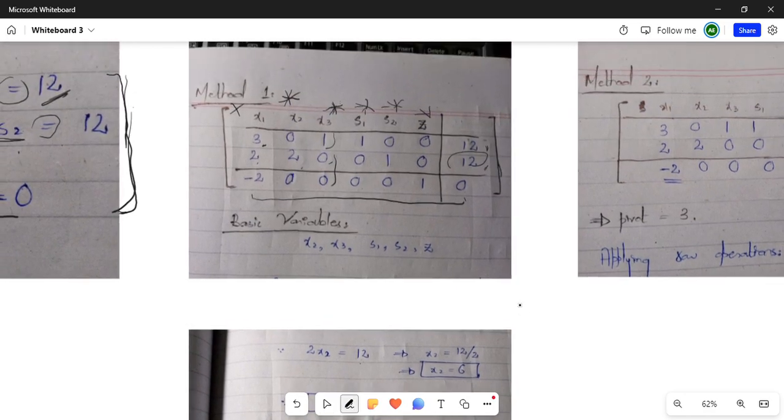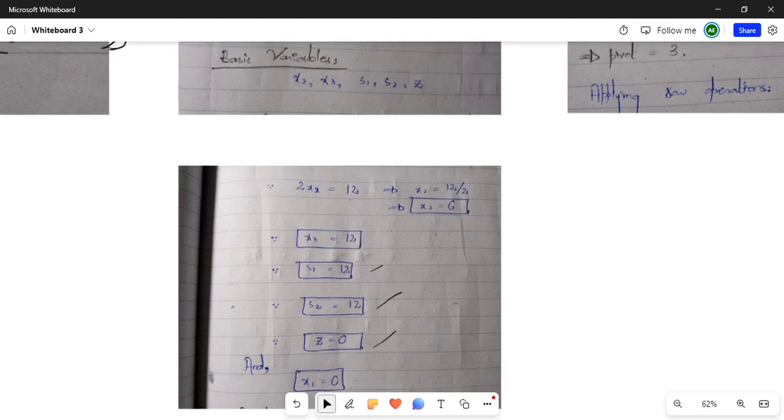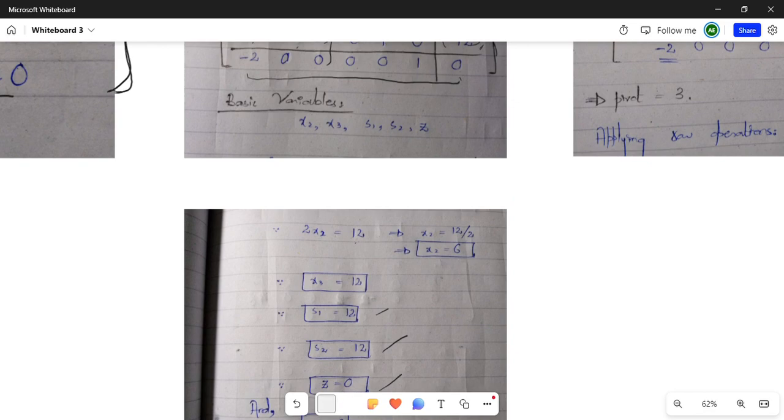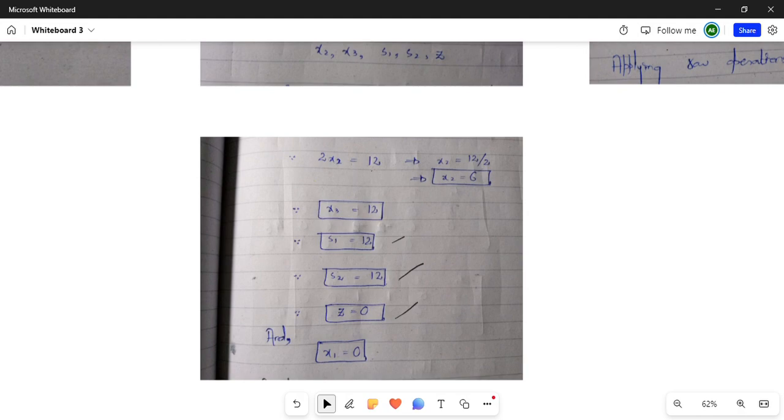Similarly, we will use coefficients and their corresponding constants. X3 has a coefficient of 1 and its corresponding constant is 12. Therefore, x3 equals 12, and similarly we will get x1, s2, z, and those values which are not basic variables, we will place them equal to 0.